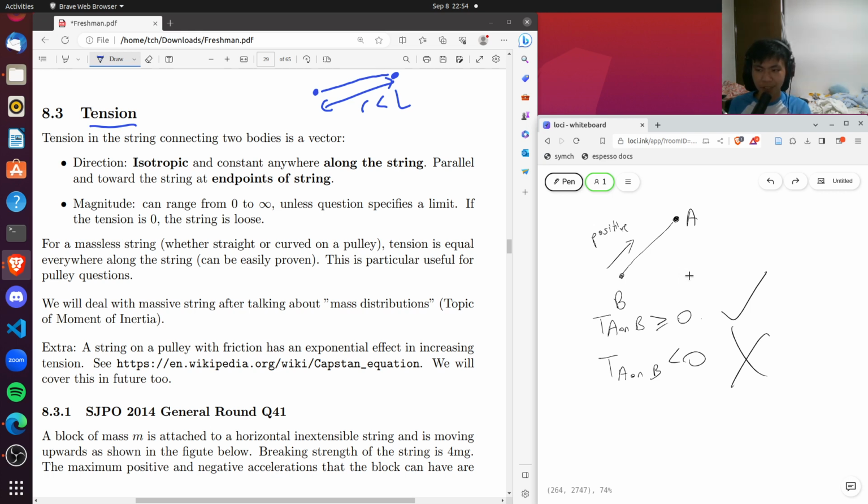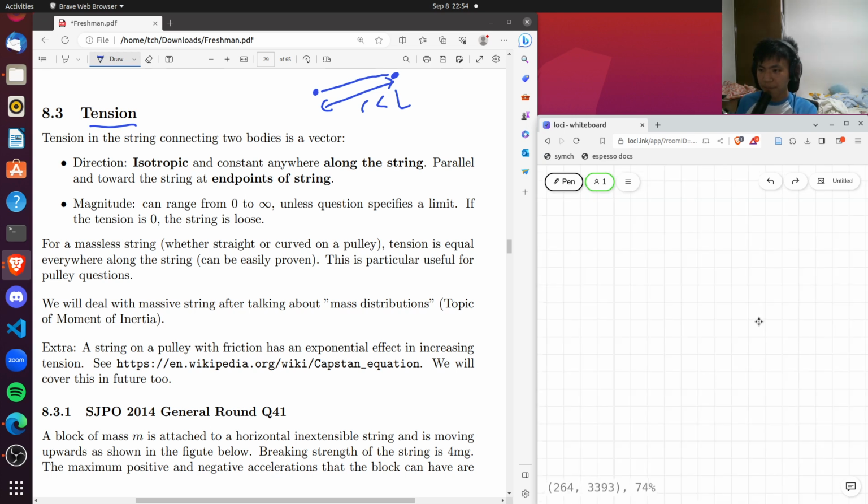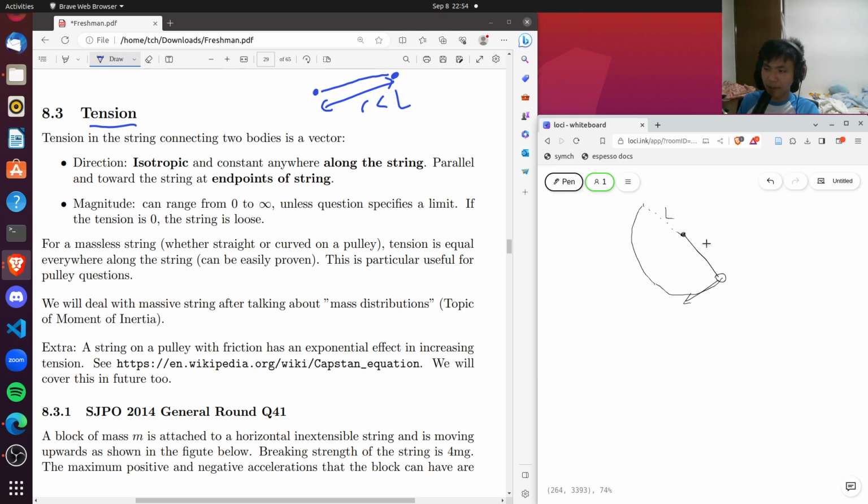As for questions that make use of this, there is a question in the SJPO special round where you have a pendulum like that, and you are trying to find the velocity such that when you throw it, it's going to go up here. But if you have played with a pendulum before, you know that if you hit it hard enough, it's going to go up, and at all these points it is at a constant distance L from the pivot.